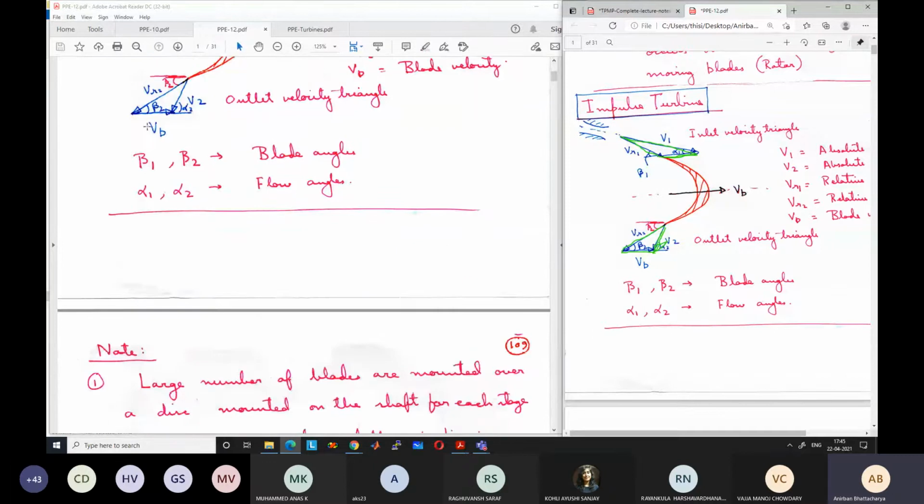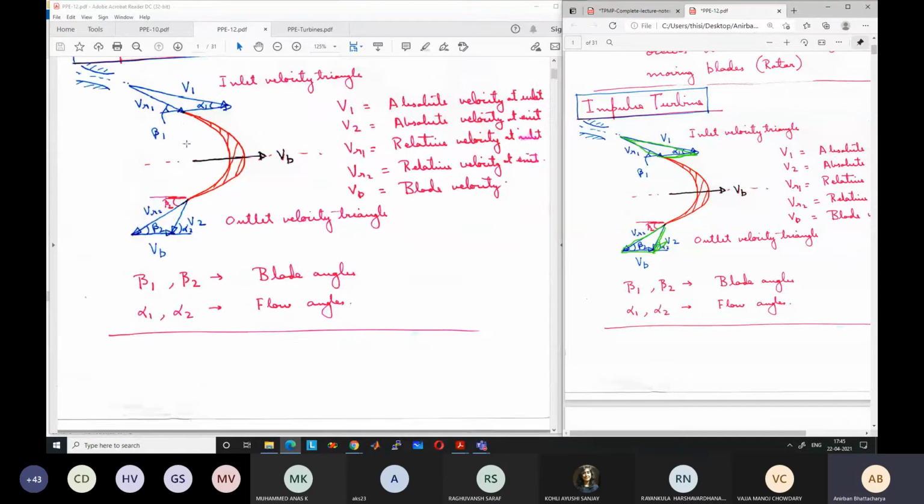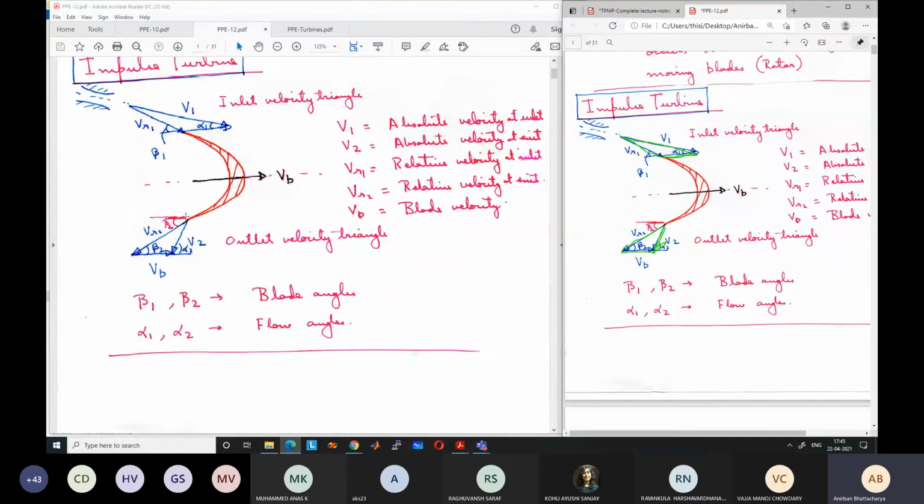But keep in mind that without any friction, VR2 should be equal to VR1, and the way the blades are designed, generally it is designed keeping beta 2 equal to beta 1, so that they are symmetric in nature and easier to manufacture. So beta 2 is equal to beta 1, and without friction VR2 is equal to VR1. With friction VR2 is slightly less than VR1.